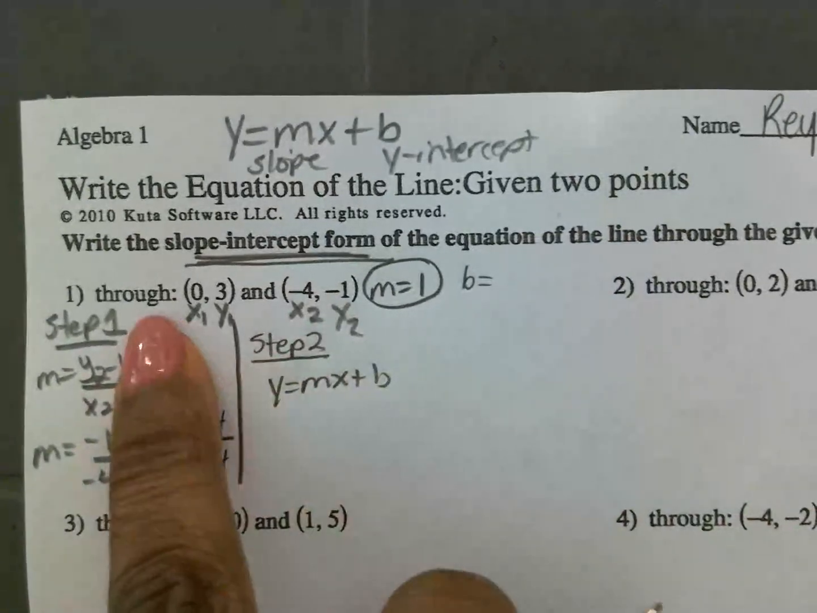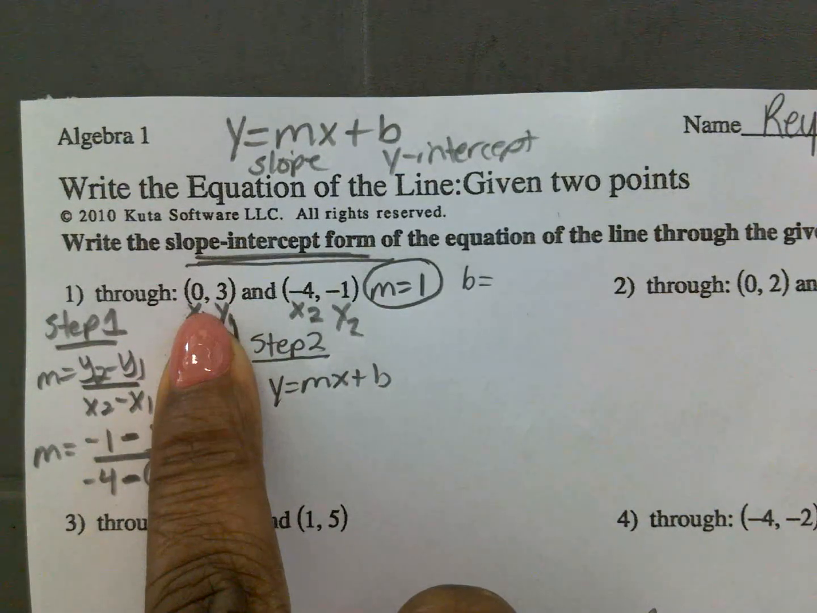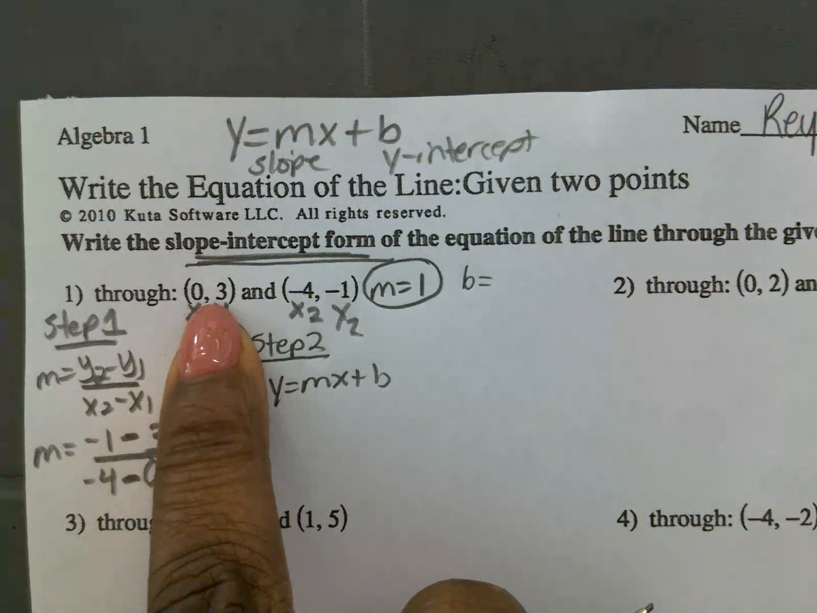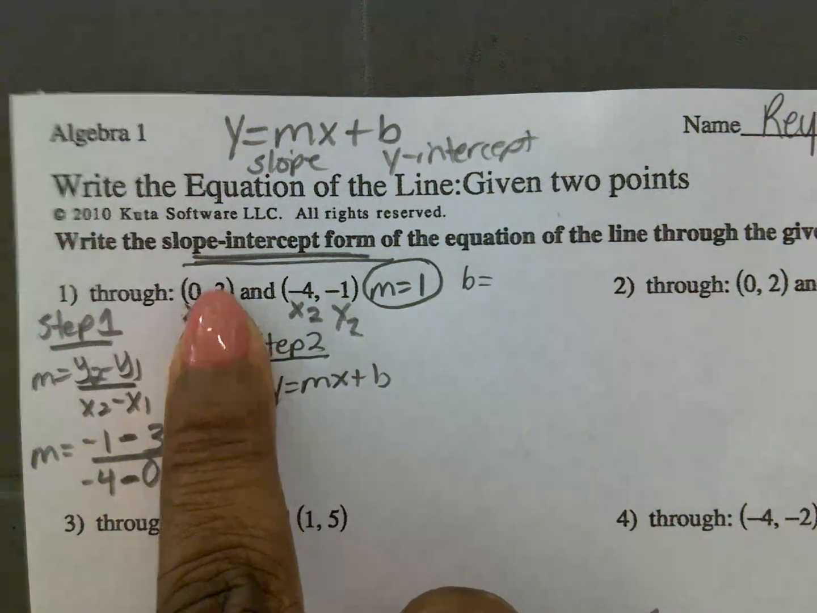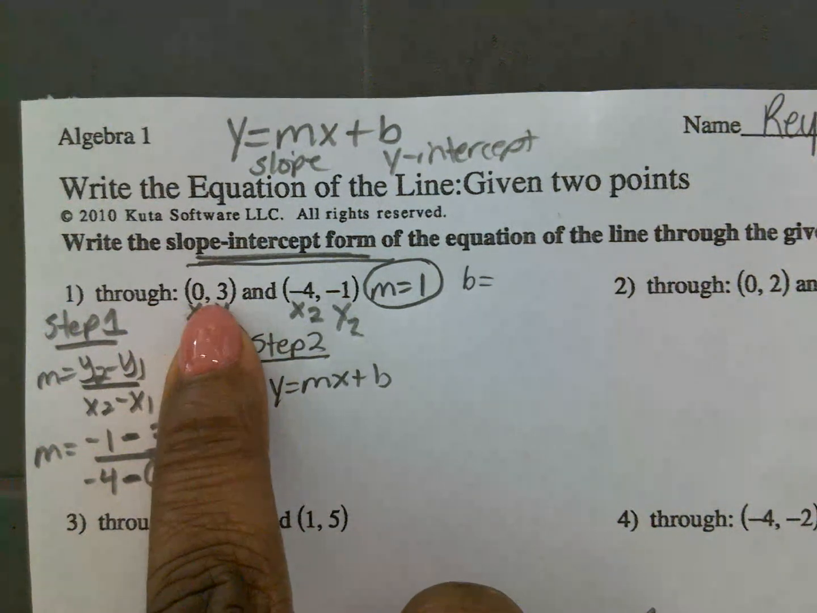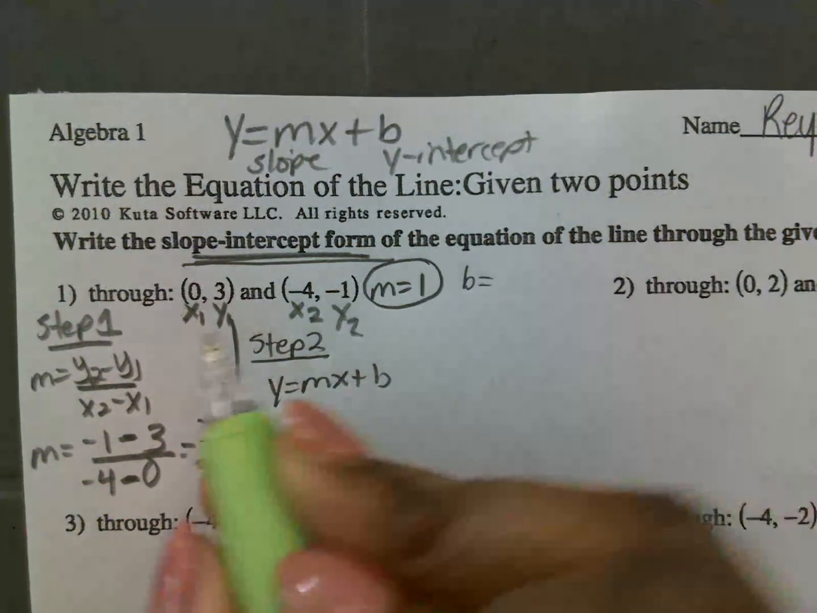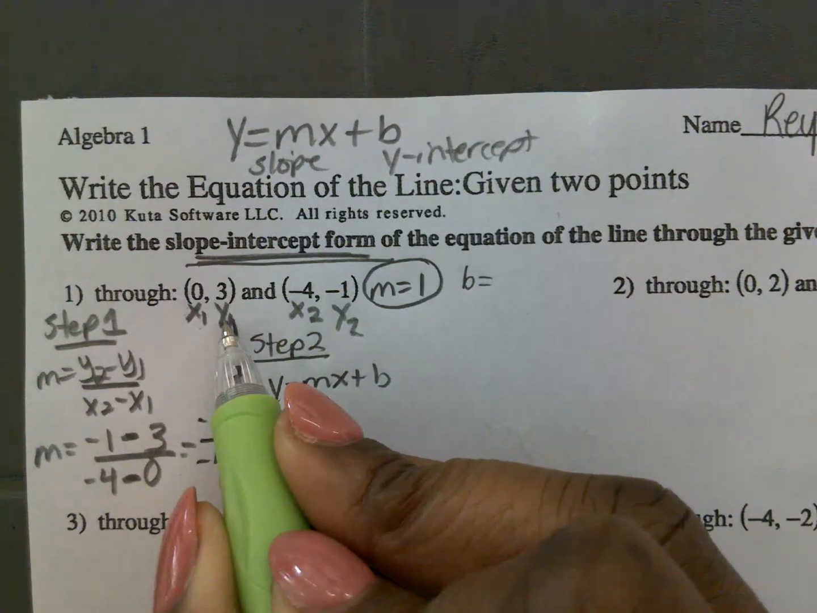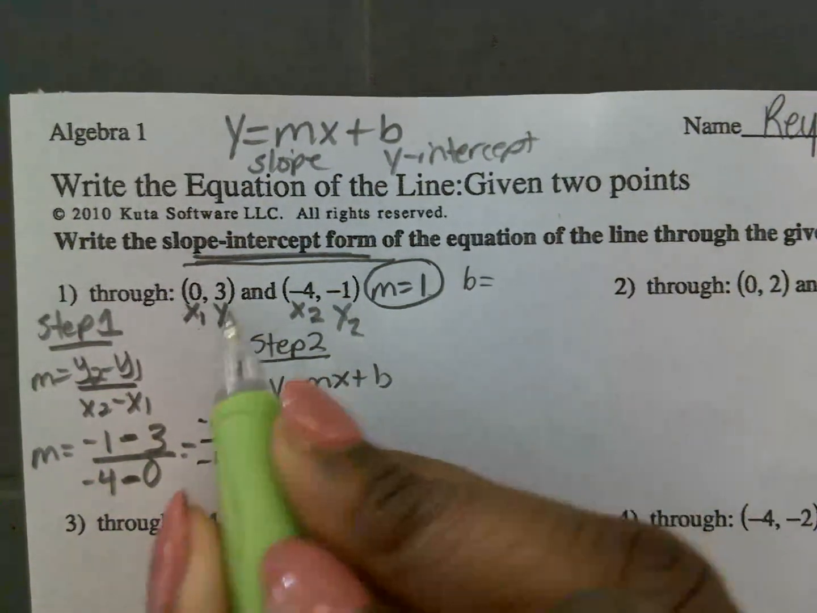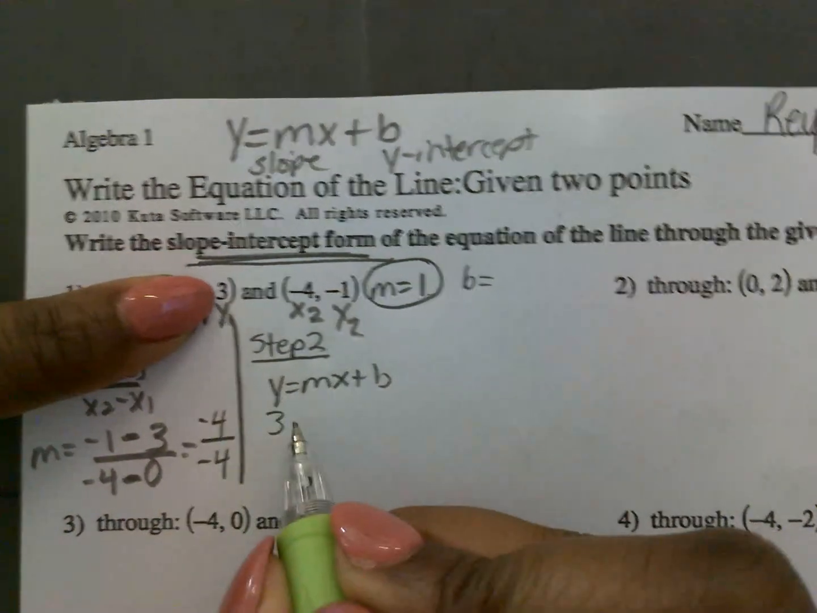Now, let's choose this point right here because these are easy numbers to substitute. Later, you'll understand that we know the y-intercept is going to be 3 because this point is on the y-intercept. But we're going to go ahead and substitute. So this is x, this is y, and then we have m. So y is 3, and you can use either point, it doesn't matter.